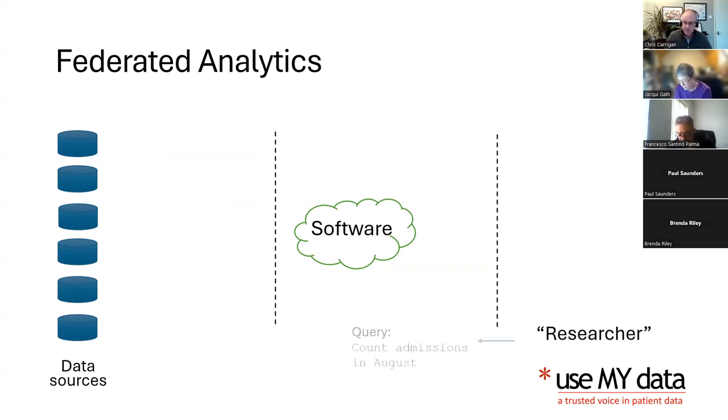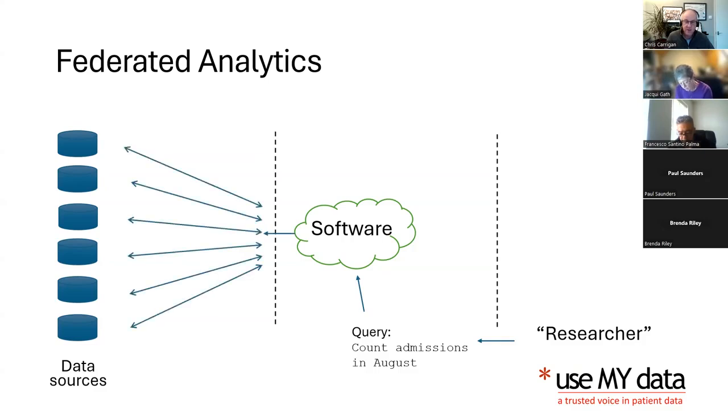Now, in this case, what happens is the researcher says, I want to run a query against all those hospital databases. And my query is, count the admissions in August. It's a bland thing. The query then goes into the software in the middle. The software fires out a request to these individual data sources, and the data sources run the query on their own databases themselves and send the results back, not the individual data, but the results back, which are collated by the software into the reports. The reports are checked, and then they can leave the environment.